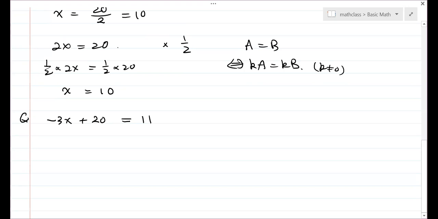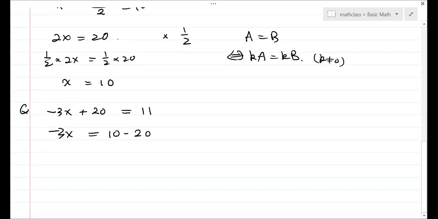So now you can move things around, right? You can move 20 to the right-hand side. 10 minus 20, okay? Actually, subtract 20 from both sides, okay? So now you get negative 20, negative 10.